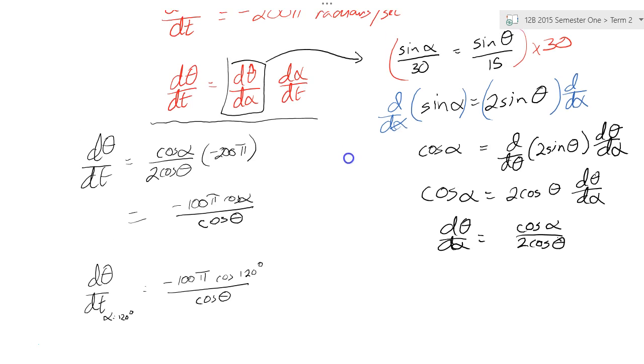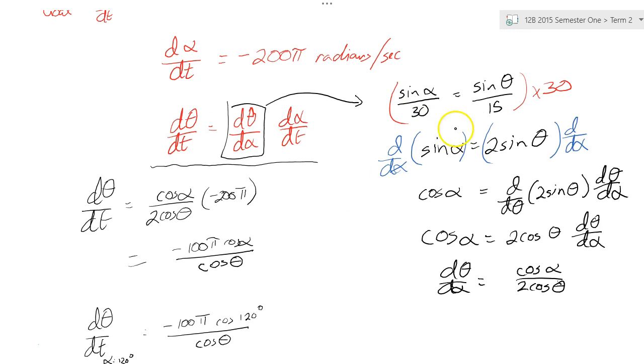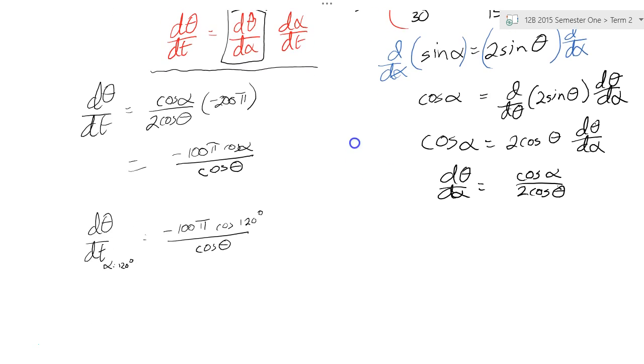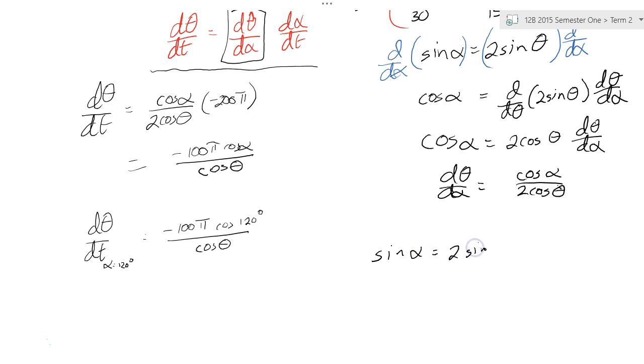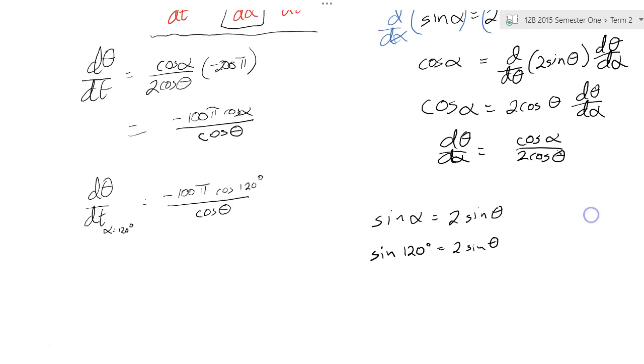And what we need to do is come back to that rule that we had that related alpha and theta. Now, I know that alpha is going to be 120 degrees, so I could replace that in here. And actually the second one down is probably even easier. Sine alpha equals 2 sine theta. So let's go and do that. We know that alpha is 120 degrees, so that would imply that sine 120 degrees equals 2 sine theta.